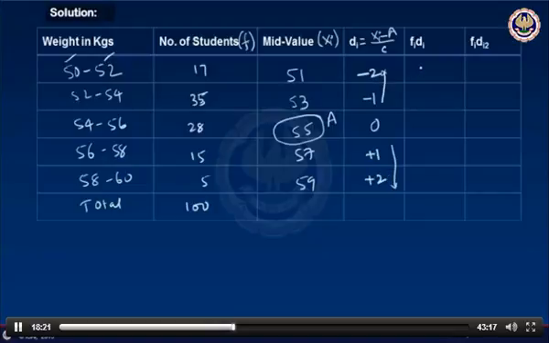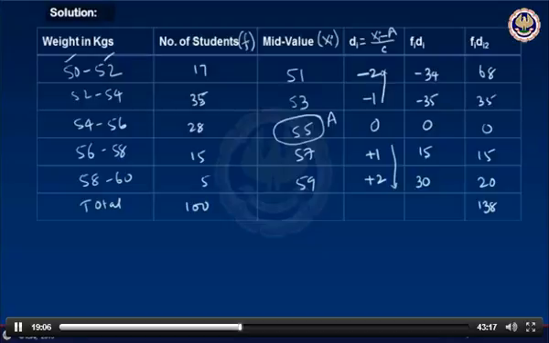Now we have to find out the fi di values. This is 17 into minus 2, minus 34, and this is minus 35, and 28, 0, 15, and 30. Now this di square is also important. That di square is minus 2 square 4, 4 into 17 is 68, and minus 1 square is plus 1, 35, and 28 into 0 square is 0, and 15 into 1 square is 15, and 5 into 4 is 20, and the sum of all these observations is 138.